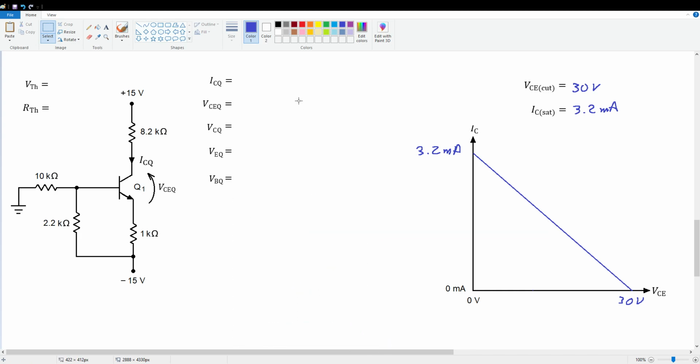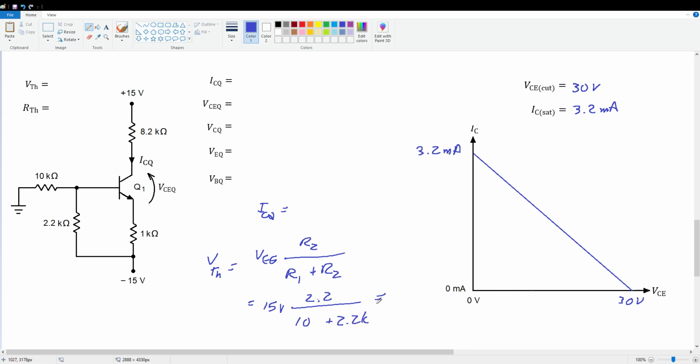All right, ICQ equals VTH minus VBE. Oh, we got to find that first, right? Well, VTH equals VEE times R2 over R1 plus R2. So that's 15 volts times 2.2K divided by 10K plus 2.2K. And that all works out to be about 2.7 volts.